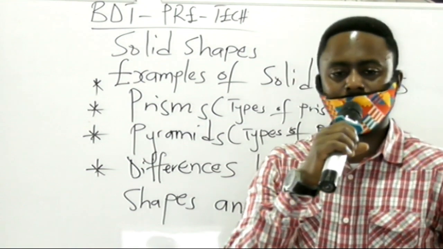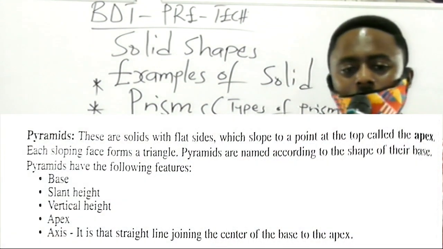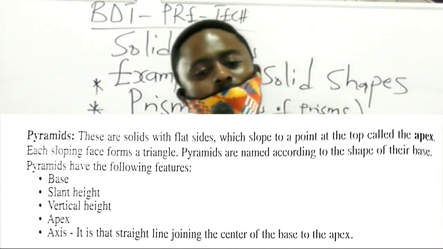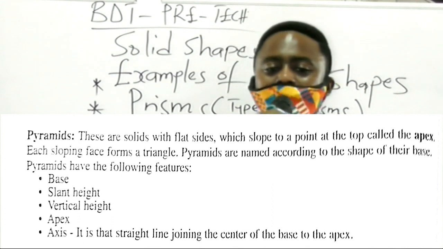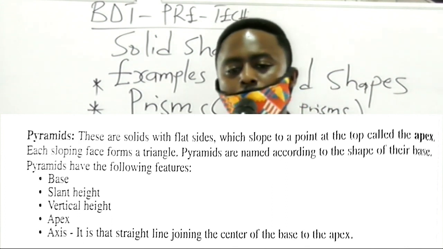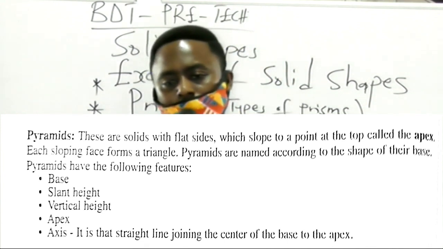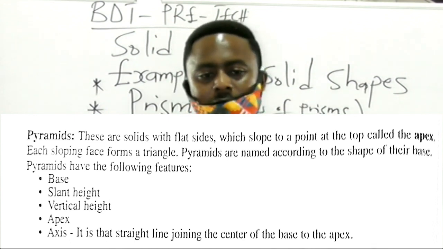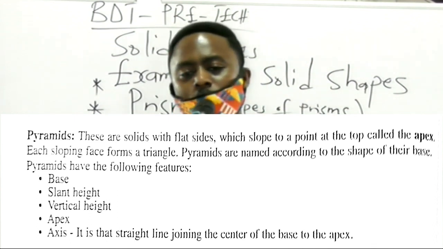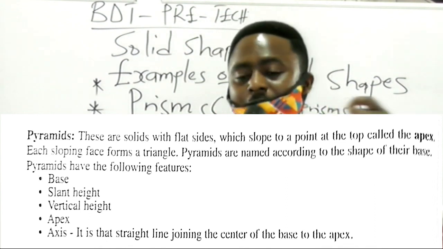Pyramid. Good. Pyramids are solids with flat sides which slope to a point at the top called apex.